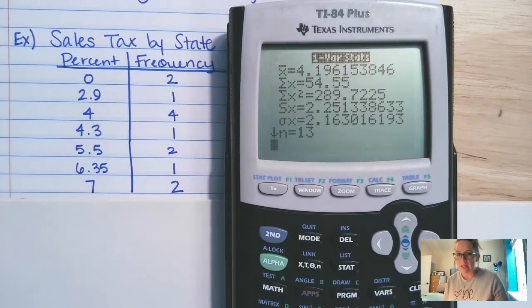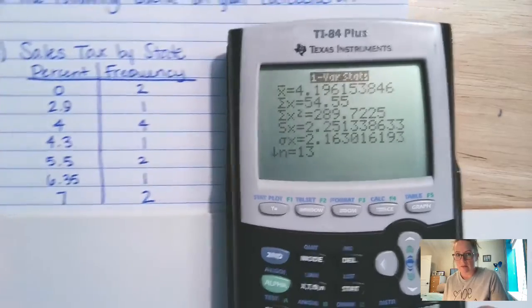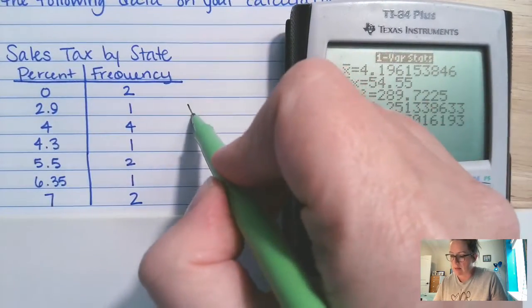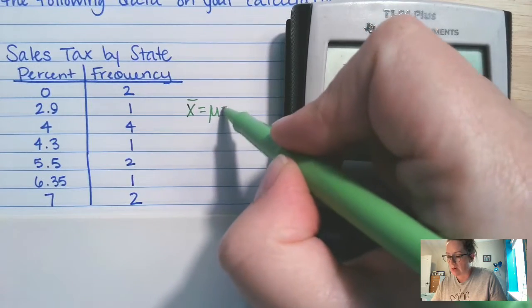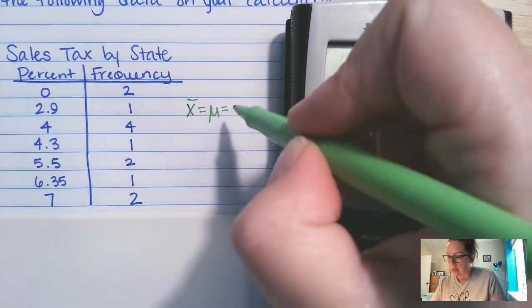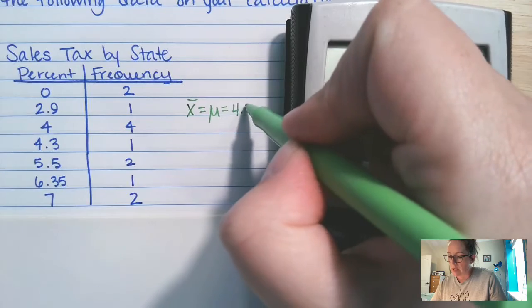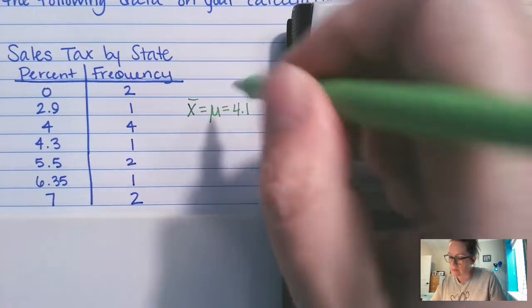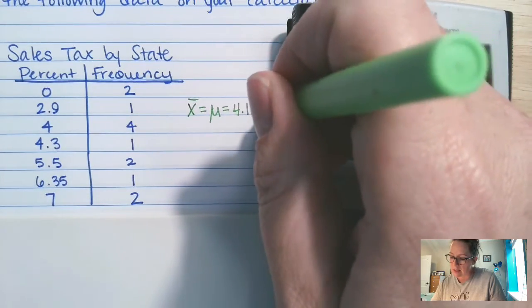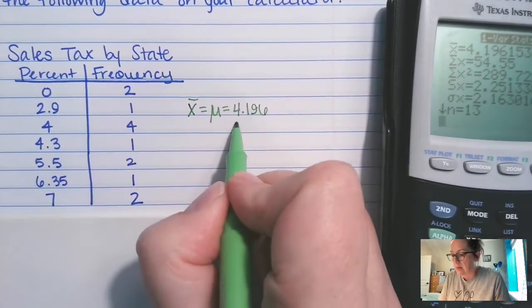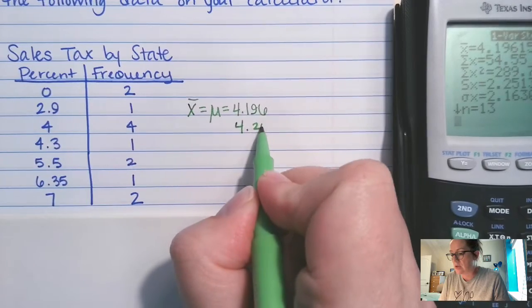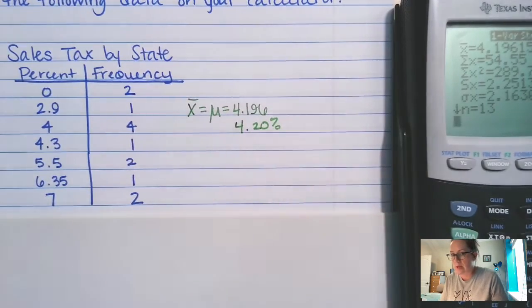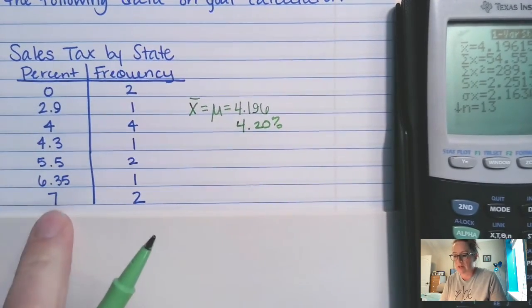So the average tax rate is, we're going to say the mean or mu. I know those have been interchangeable a lot within this lesson. So the average is 4.196. Most of the time I've been saying to get it to the nearest hundredth. So if that's the case, it's going to be 4.20%, okay? Because this is talking about a percentage.